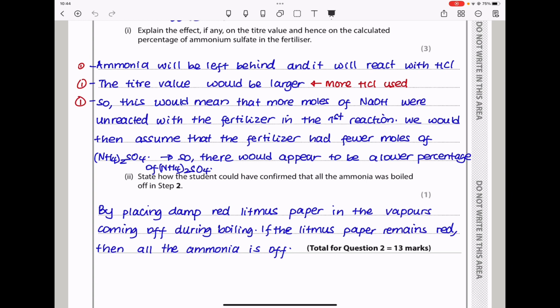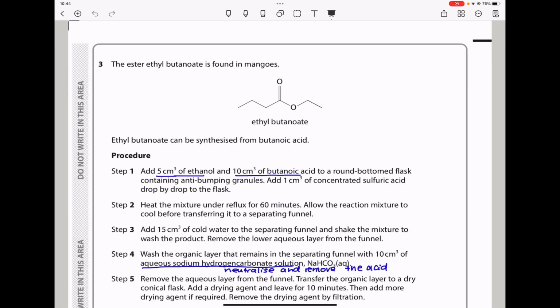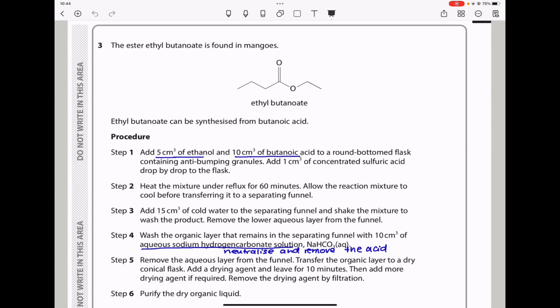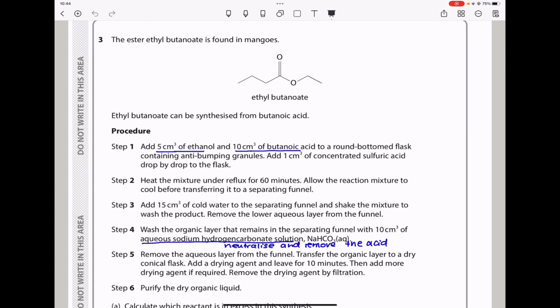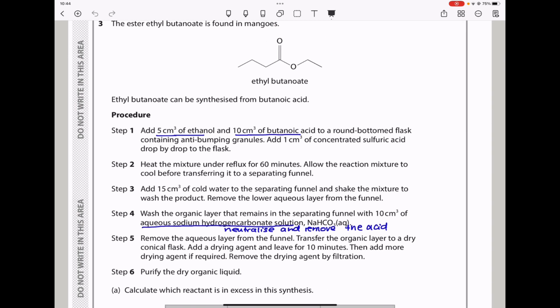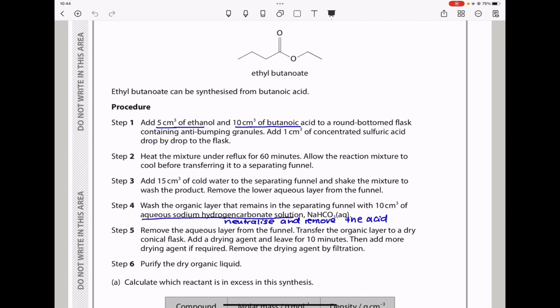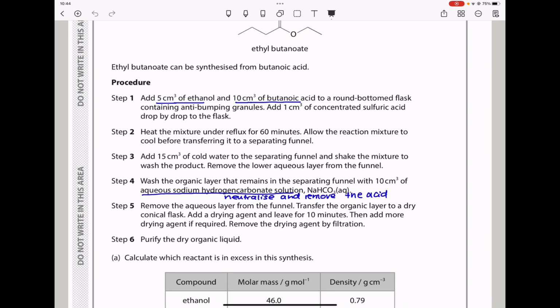So this brings us to the end of question 2. Let's continue to question 3. Question 3. The ester ethyl butanoate is found in mangoes, so this is the ester we're talking about. They say ethyl butanoate can be synthesized from butanoic acid. The procedure is as below.